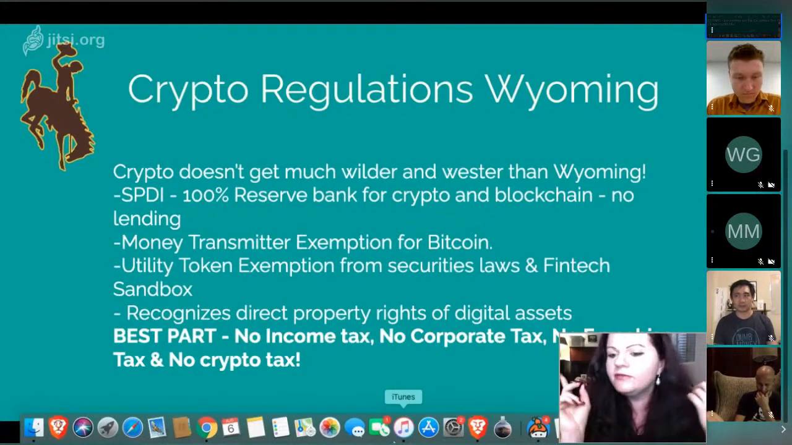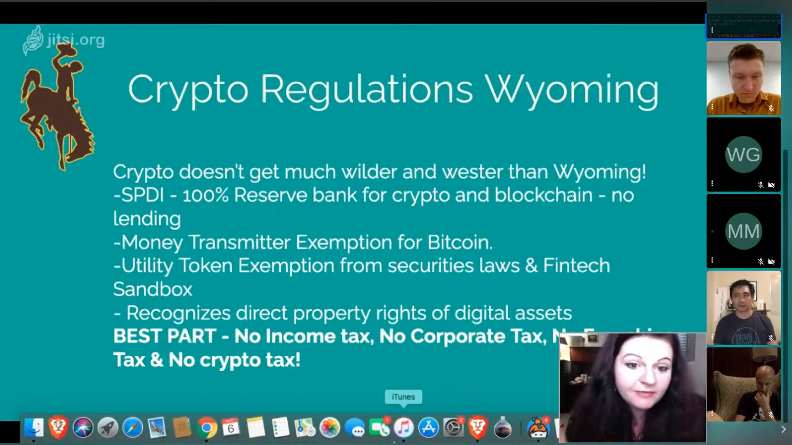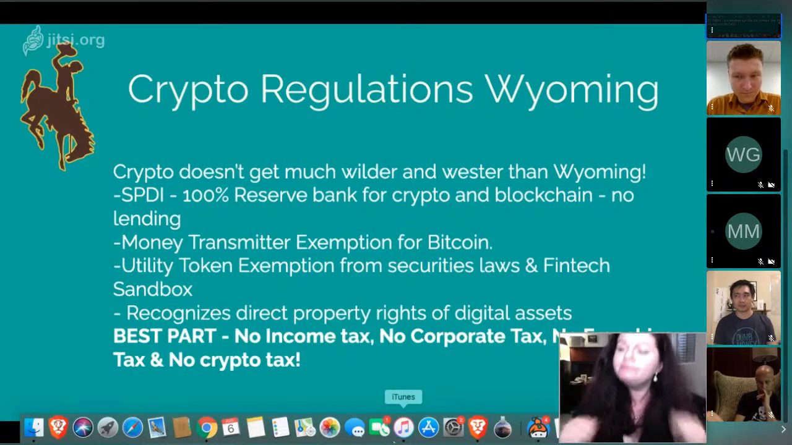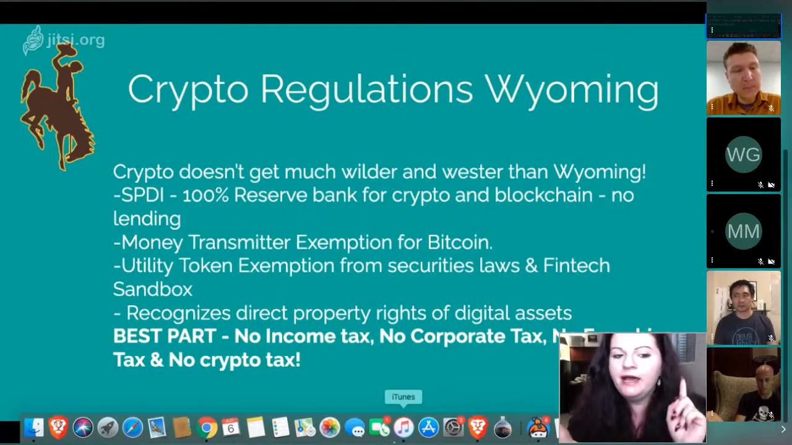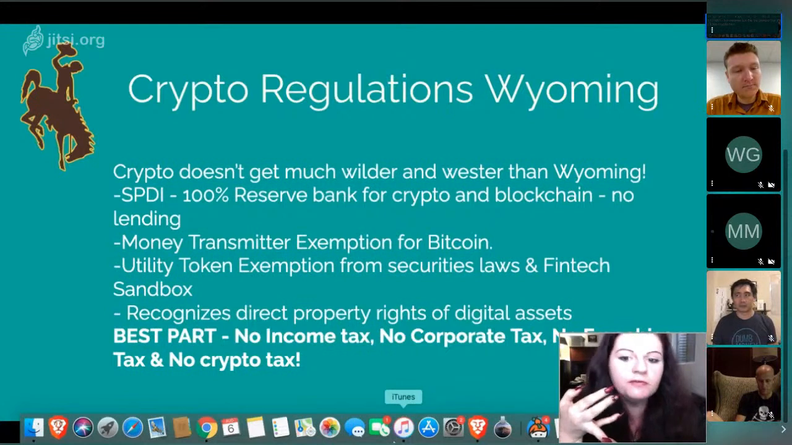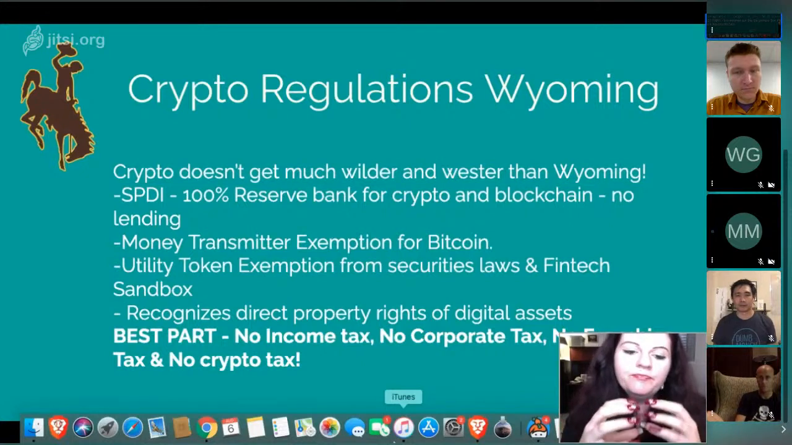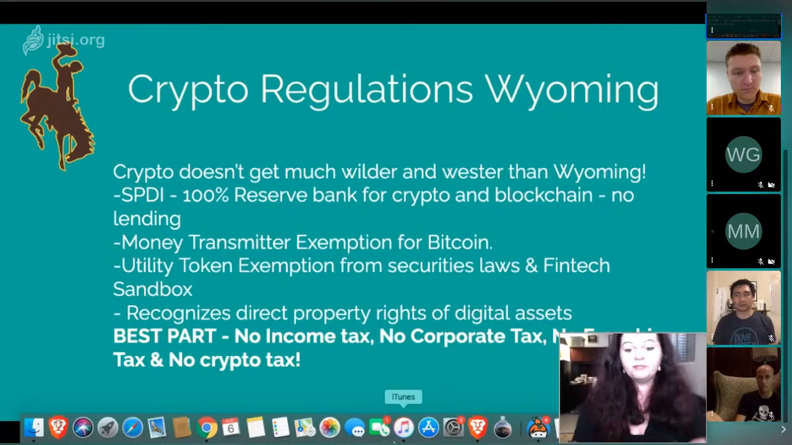And I would like to give a shout out to Avanti, which is the first hybrid bank in the United States that is going to launch either in October or beginning of next year. So this is absolutely happening. They have a money transmitter exemption for Bitcoin. They have a utility token exemption from securities laws. They have a fintech sandbox, and they recognize Bitcoin as direct property.